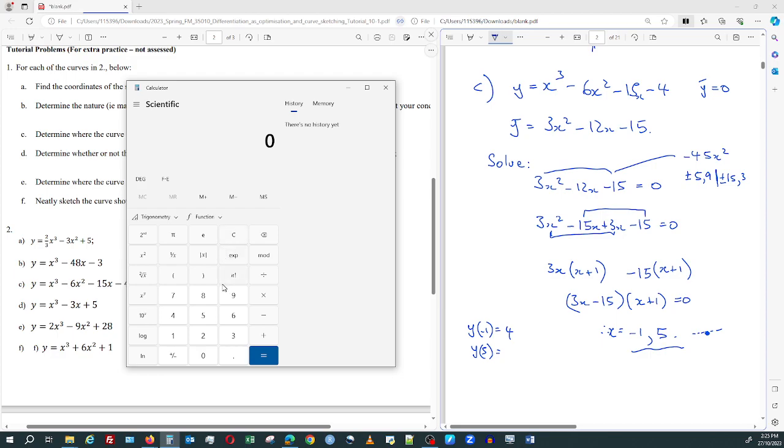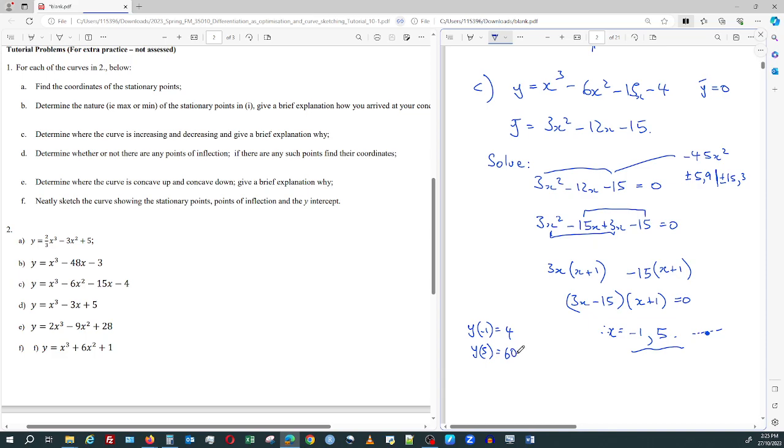Let's try again for 5. So we've got 5 to the power 3. And we pop that into the memory. And we've got 5 squared times 6 minus. And add that to the memory. Got 5 times 15 minus, drop that into the memory again, and minus 4 one more time. So that's fairly straightforward. So it looks like we've got a 60 there.